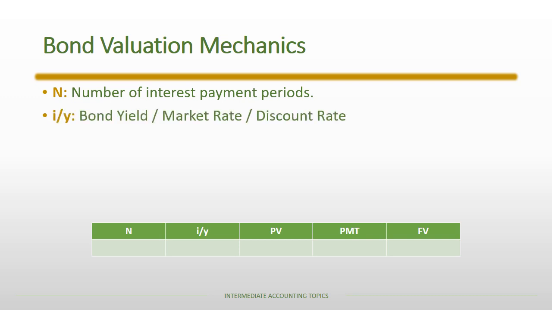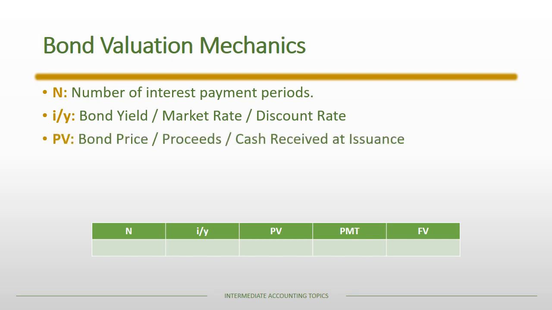The I/Y is the bond yield, or the market rate, or the discount rate, and that's basically what the market requires as a rate of return on their loan to the bond issuer. The PV is the bond price, the proceeds, or the cash received at issuance. The I/Y and the PV interplay off of each other. As the bond yield goes up, the bond price is going to go down. As the bond yield goes down, the bond price is going to go up, and vice versa.